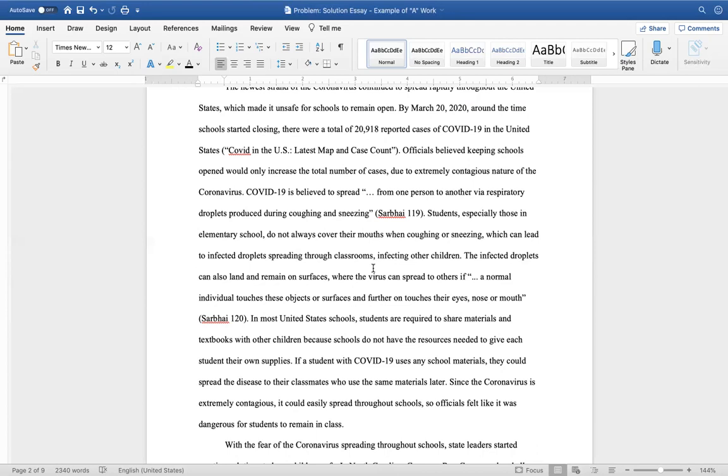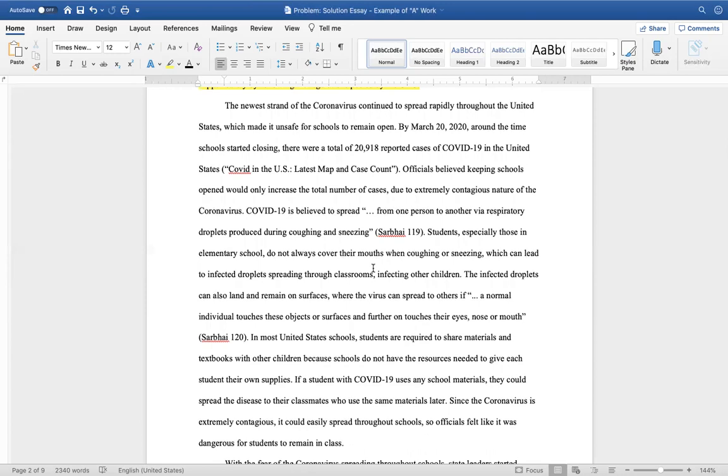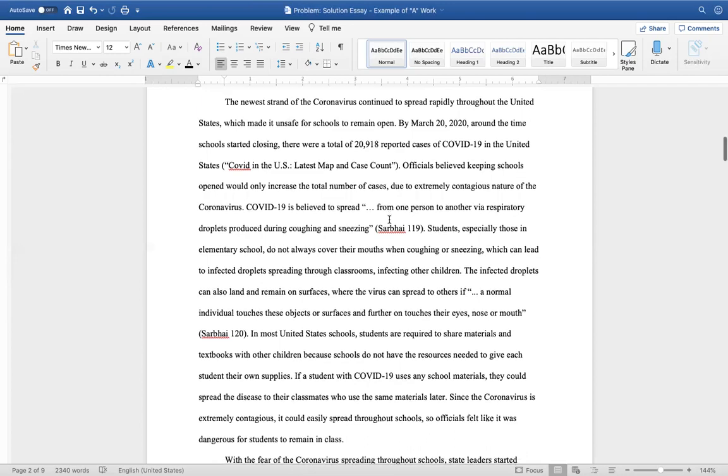So, this student gave a little bit of background information as to why the schools initially closed. She showed who was involved, including the students and school officials, and then gave us some research to support her ideas as well.